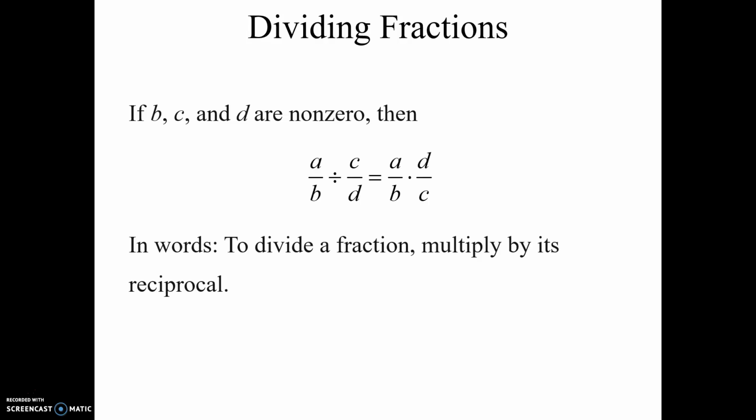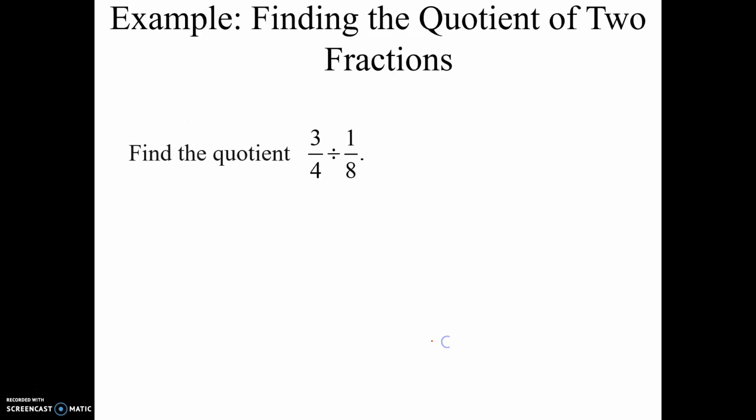Now let's talk about dividing fractions. If b, c, and d are non-zero, then a over b divided by c over d equals a over b times d over c. In other words, dividing by a fraction is equivalent to multiplying by the reciprocal of the fraction. For example, 3/4 divided by 1/8. We can't divide by a fraction, so instead we multiply by the reciprocal, which is 8/1. I'm going to cross cancel. 4 goes into 4 once, 4 goes into 8 twice. 3 times 2 is 6, 1 times 1 is 1, and 6 divided by 1 equals 6, which is our answer.